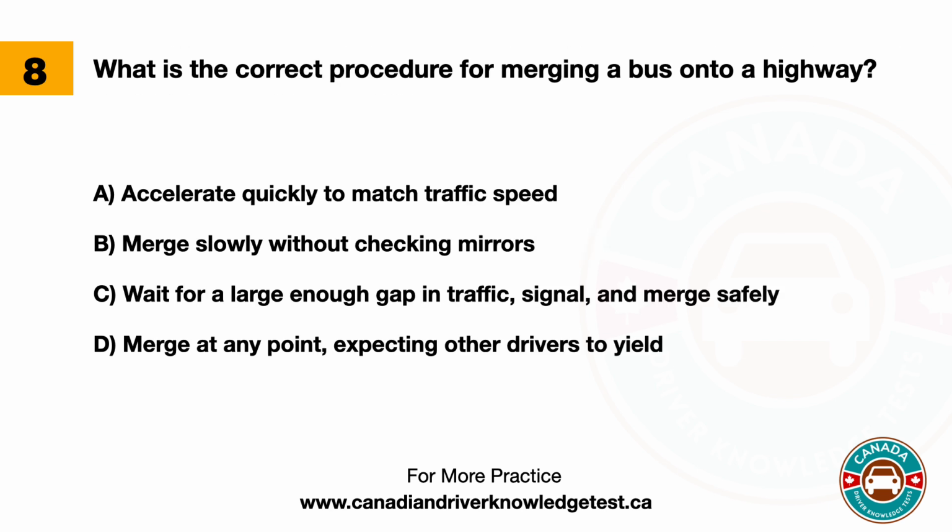Question 8. What is the correct procedure for merging a bus onto a highway? A. Accelerate quickly to match traffic speed. B. Merge slowly without checking mirrors. C. Wait for a large enough gap in traffic, signal, and merge safely. D. Merge at any point, expecting other drivers to yield. The answer is C. Wait for a large enough gap in traffic, signal, and merge safely.